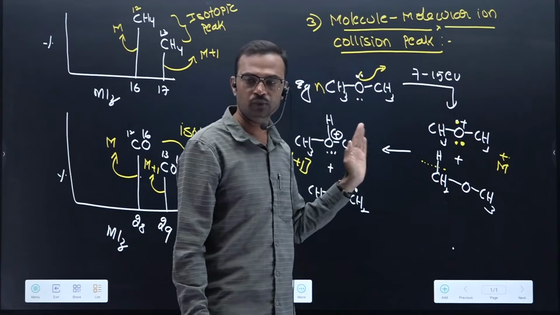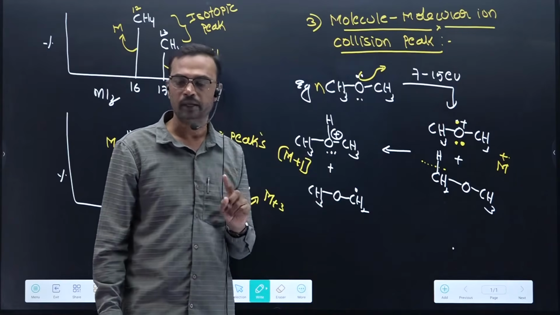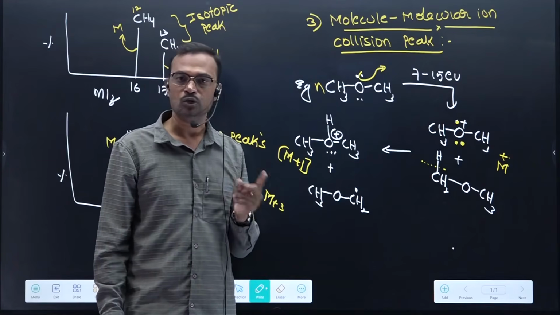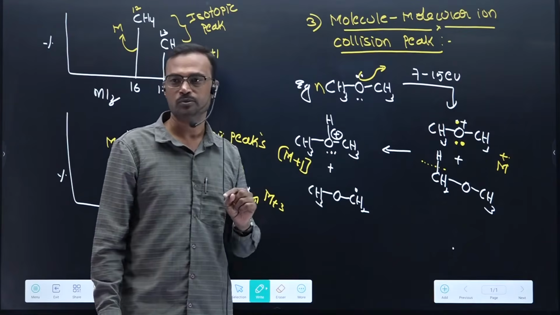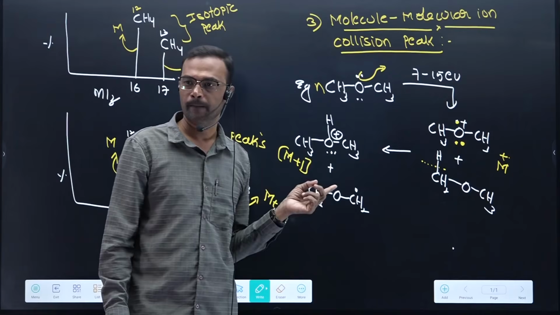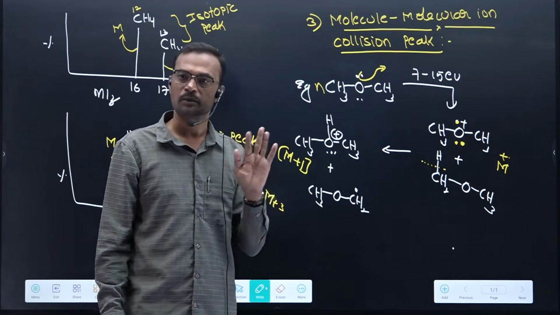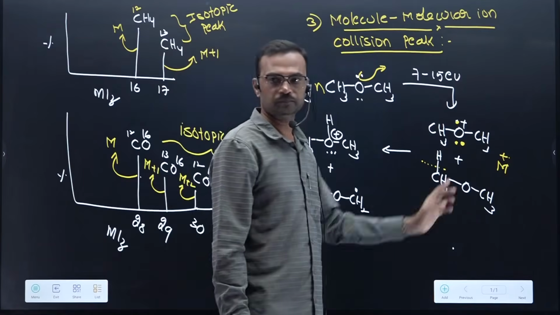This kind of peak appears most commonly in ethers. It also appears in nitriles. It also appears in nitroalkanes. Only in these selective functional groups are this kind of interactions observed. Clear? Is the M+1 peak an isotopic peak? No, not always. Sometimes it is an isotopic peak. But right now it is a collision peak.